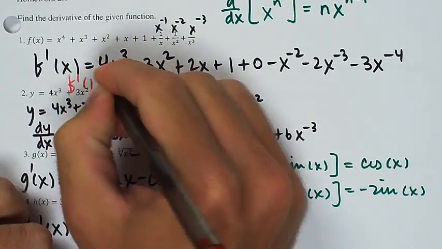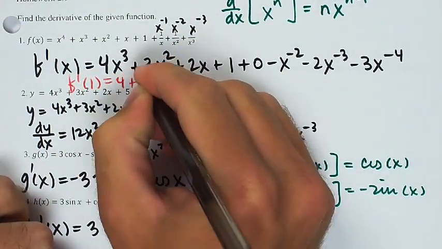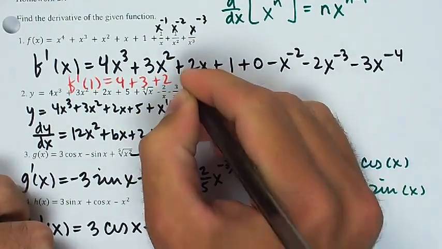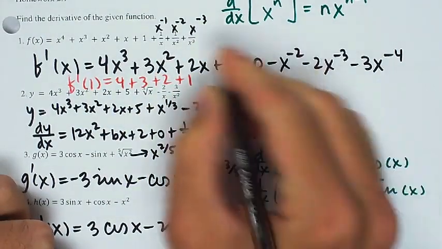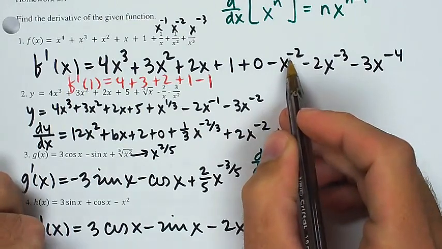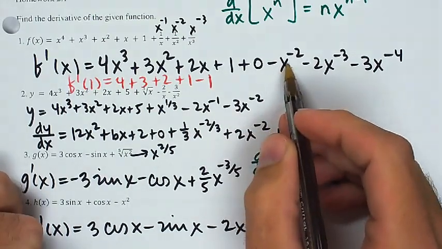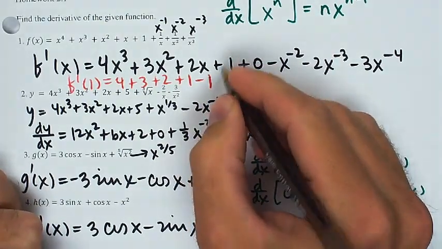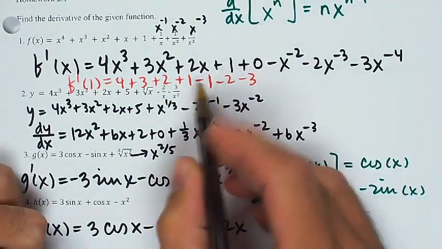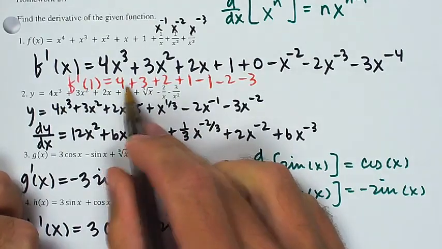1 up here. So it's going to be 4 plus 3 plus 2 plus 1 minus 1, because any power of 1 is going to be 1, right? So minus 1 to the negative 2 is just going to be minus 1. So minus 1, minus 2, minus 3. Oh, so it's 4.